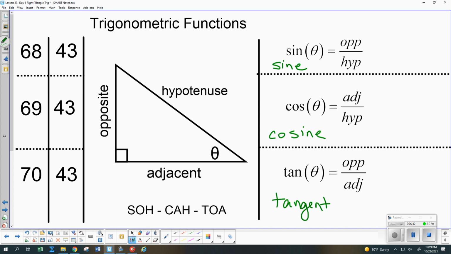And be sure that you get in there our little made-up word here that helps us remember which one, sine, cosine, and tangent, is which side over which side.